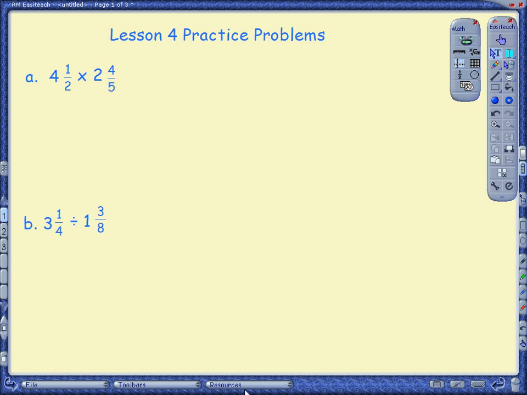These are the lesson 4 practice problems. Okay, in problem A, we have two mixed numbers, 4 1/2 and 2 4/5. We're going to multiply these two mixed numbers.